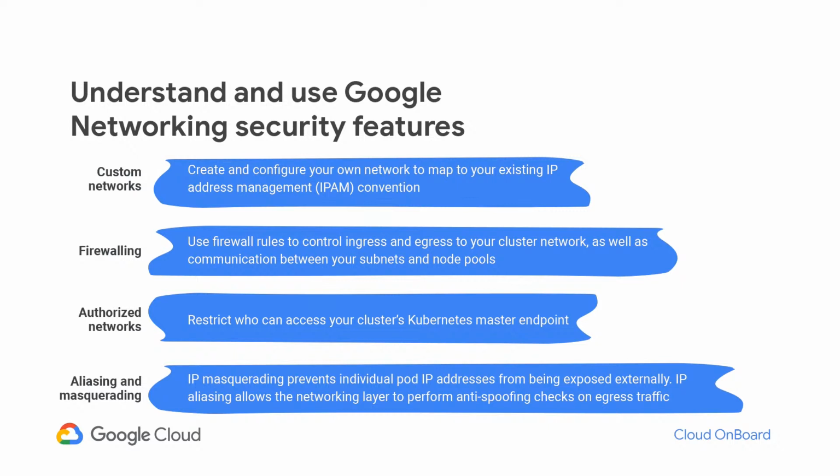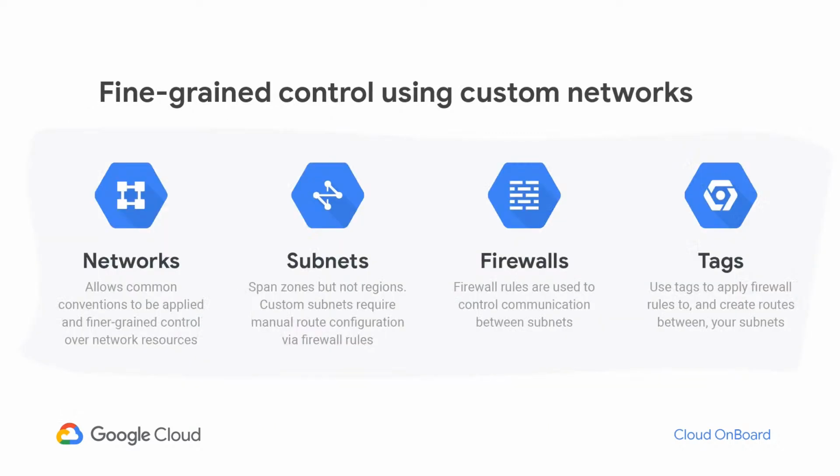Aliasing and masquerading. IP masquerading prevents individual pod IP addressing from being exposed externally. IP addressing and aliasing allows the network layer to perform anti-spoofing checks on traffic. And these features further limit the accessibility of your workloads from the internet and also allow Google to perform additional security checks on the traffic itself. Now, a default network is created in your project.